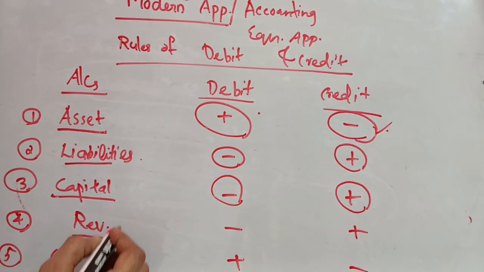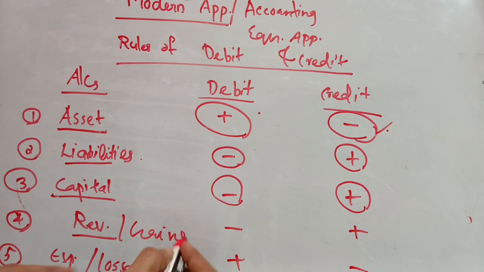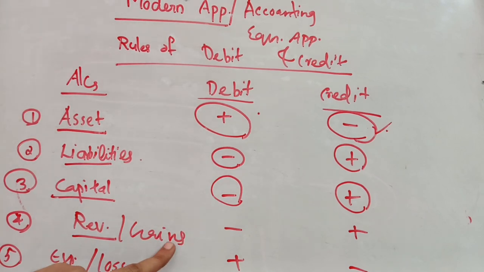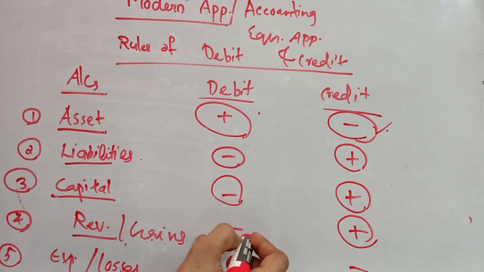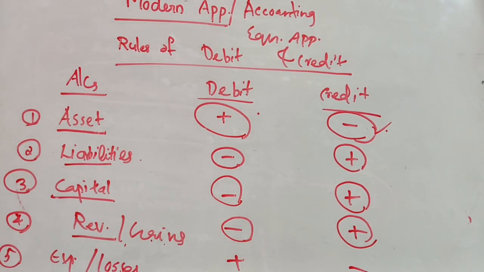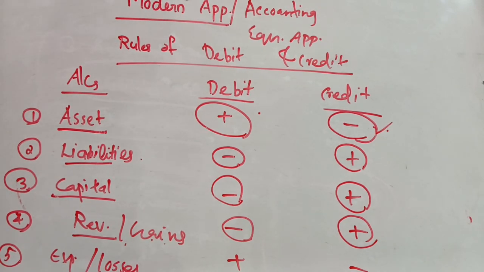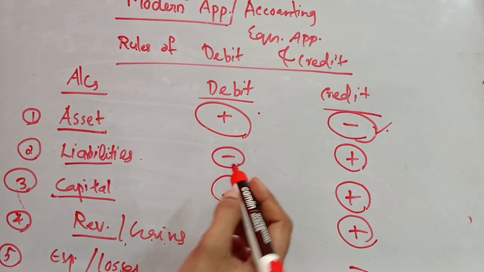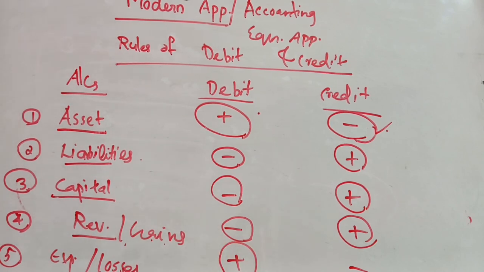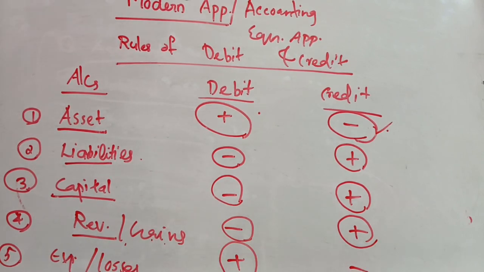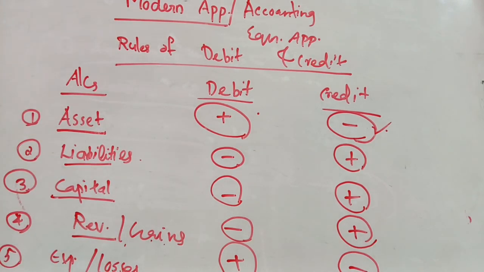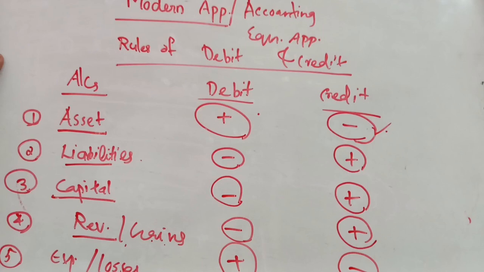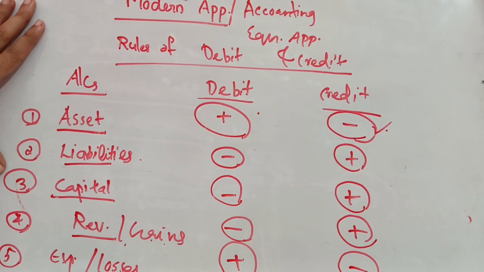Then in case of revenues or gains, the increase in revenue or gain should be credited, and the decrease in revenue or gain should be debited. The opposite is applied in case of expenses or losses. That is, when the expenses increase, that should be debited. When the expenses or losses decrease, then it should be credited. So this is the accounting rule for recording transactions as per the modern approach.